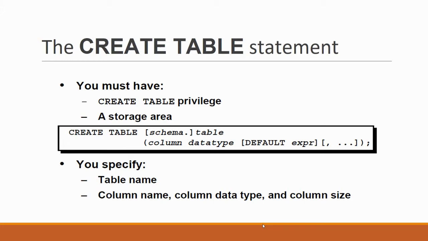The create table statement is one of the data definition language. To create a table, a user must have the create table privilege and a storage area in which to create objects. In the syntax, schema is the same as the owner's name. Table is the name of the table. Default expression specifies a default value if a value is omitted in the insert statement. Column is the name of the column, and data type is the column's data type and length.